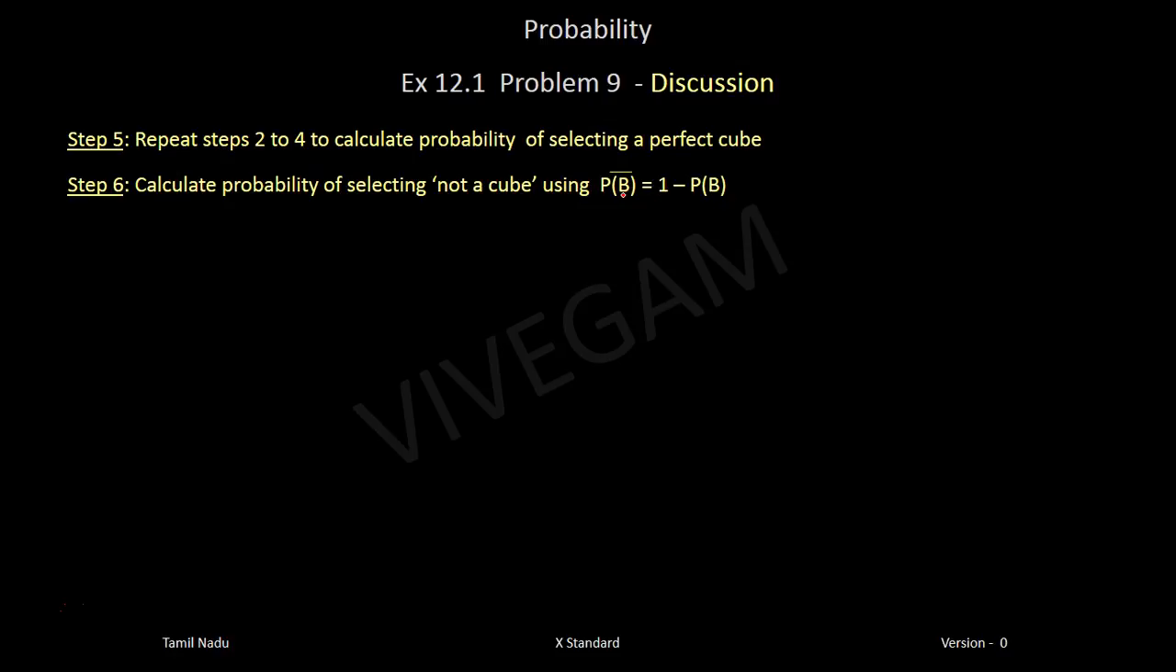Here, B is the event of getting a cube. I forgot to define it here. So, B is the event of getting a perfect cube and B complement is the event of not getting a perfect cube. So, that is 1 minus P of B. Okay. Now, let's do the problem.